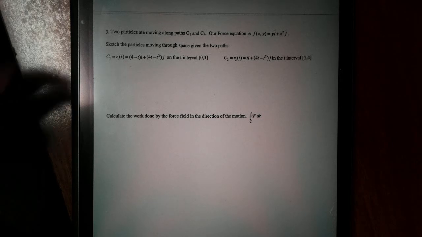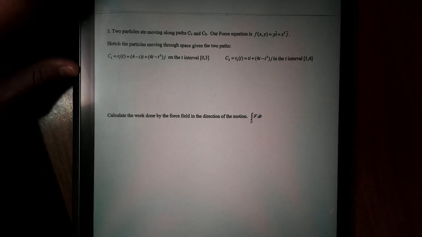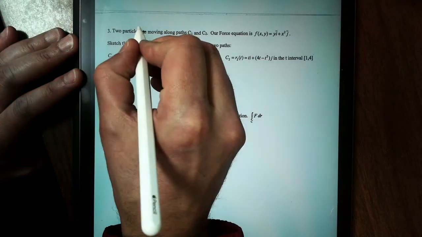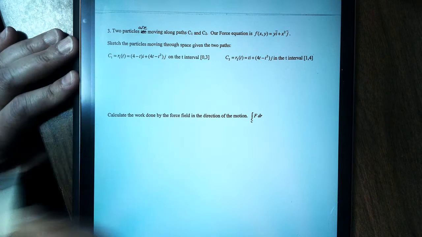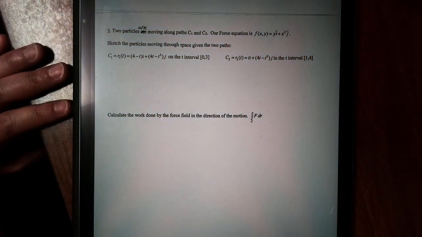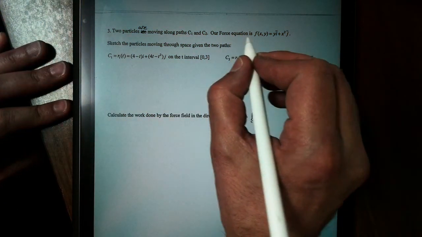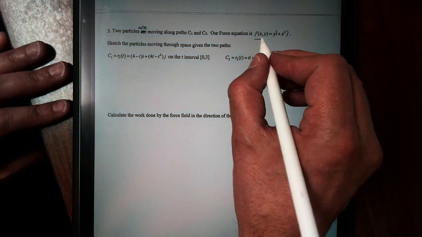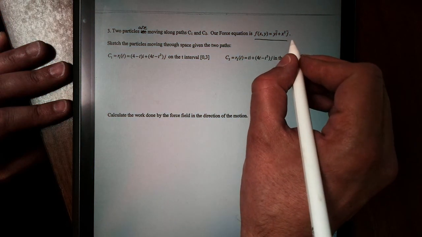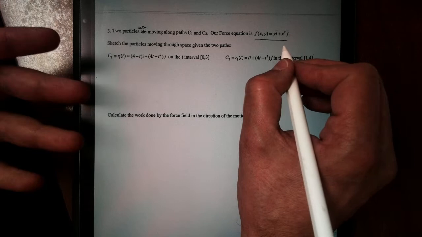All right, well, let's take a look at another example of work. So here we have two particles moving. That should be R, not H. They are moving along two paths, C1 and C2. Now, on both of these paths, they are being affected by the following vector field. So, no matter what direction, the vector field is not going to change depending on the path.